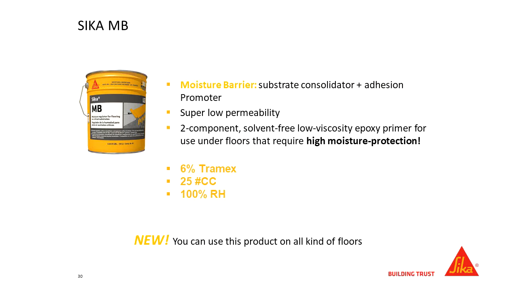And even if that adhesive were to lift or remove from the substrate, it will not affect your moisture barrier at all, and therefore will not affect your finished flooring. It has super low permeability that you saw on the slab before, 0.06 on the perm rating. It's a two-component, solvent-free, low viscosity epoxy primer for use under all floors. It can handle up to 6% on the Tramex, 25% on calcium chloride, 100% relative humidity. So short of standing water or puddles on your slab, this will handle any moisture vapor coming through that concrete.